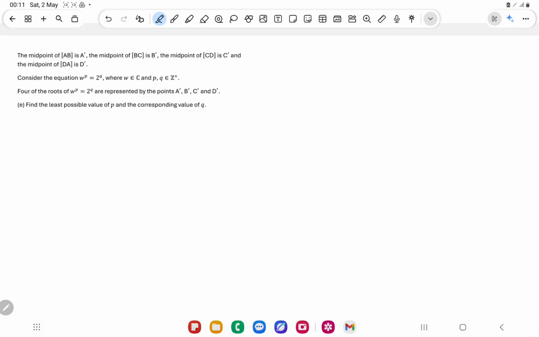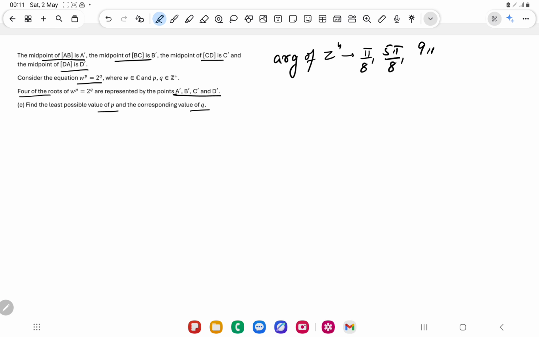Now next part. Now we have midpoints of AB as A dash, BC as B dash, CD as C dash, and DA as D dash. We have an equation w to the power p equals 2 to the power q, and the 4 roots are represented by the midpoints. We have to find the least value of p and q. Now to solve this, first of all I will write the arguments. So the arguments of my z to the power 4 were pi by 8, 5 pi by 8, 9 pi by 8 and 13 pi by 8.